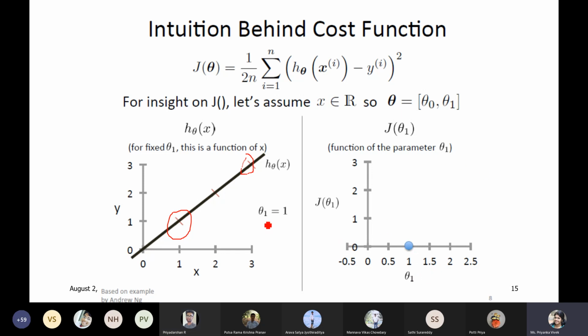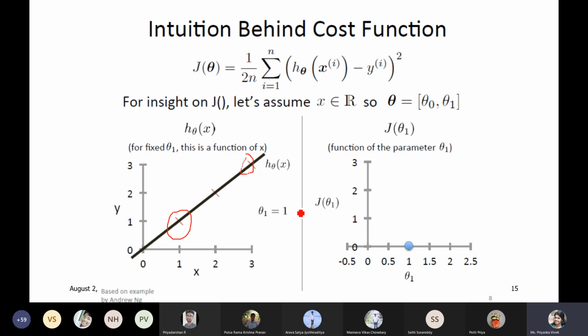So when we took theta 1 equal to 1, that is this. Here, what are we plotting? Previously we were plotting x across y. Now we are plotting theta 1 and J of theta 1. Theta 1 is, as in the example, 1, and when we calculated J theta, we got 0. That is why the blue dot is your J theta 1. So at theta 1 equal to 1, we got our cost function to be 0.